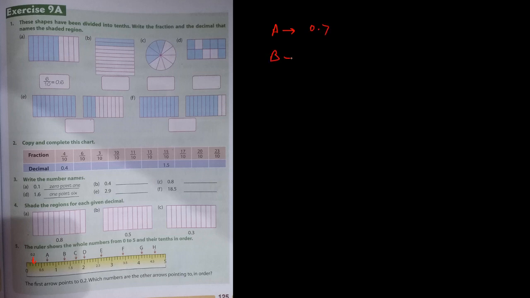Now arrow B is showing, this is 1, this is 1.1, 1.2, 1.3. Okay, B is showing 1.3. And if we talk about the H, because this is 4, so 4.1, 4.2, 4.3, 4.4, 4.5, 4.6. So H is showing 4.6. In the same way you will do the rest of the question.